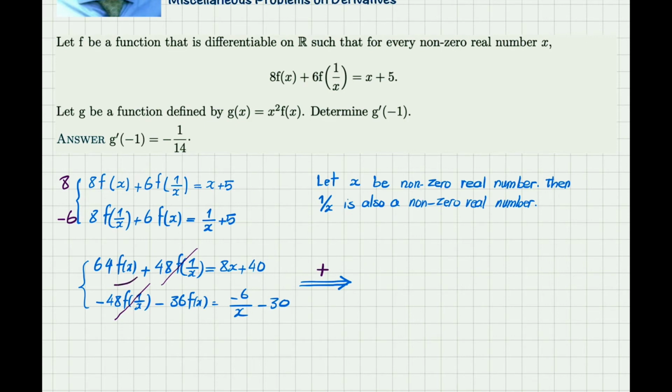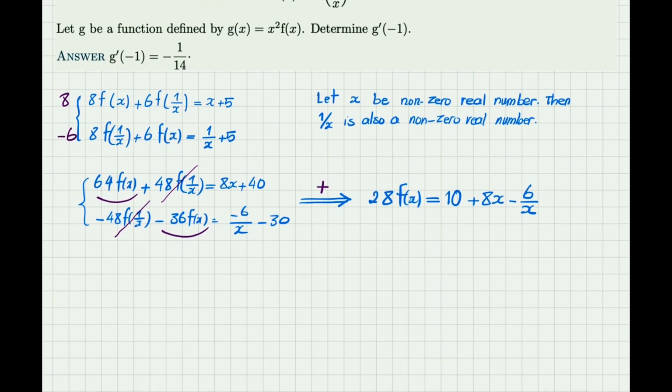Then this one is 64 f of x, this one is negative 36 f of x. If I simplify this, what will happen? It becomes 28, yes? So it becomes 28 f of x. But what happens for the right hand side? If I add 40 to negative 30, it becomes positive 10. And then there are two terms left. One of them is positive 8x, the other one is negative 6 over x.